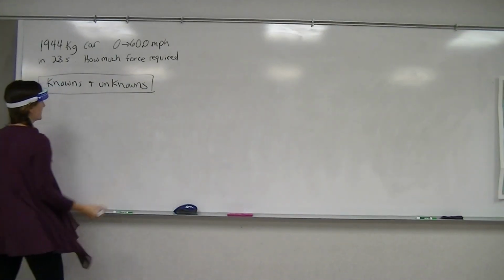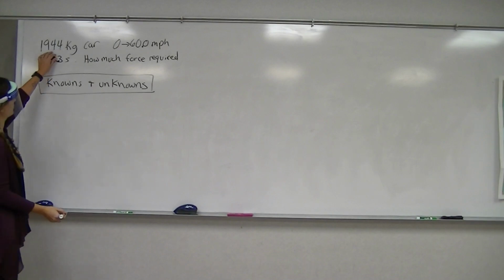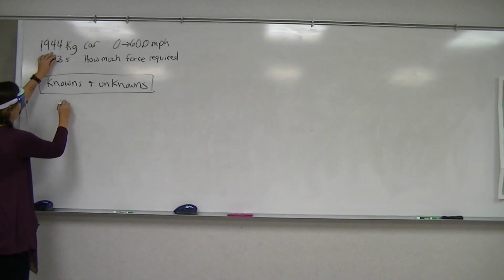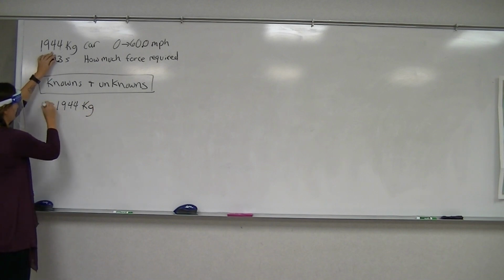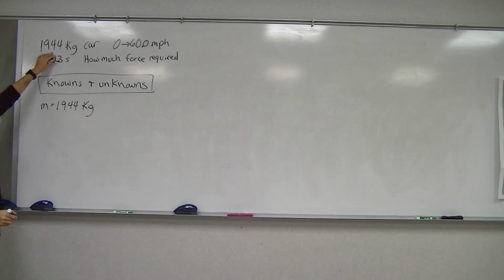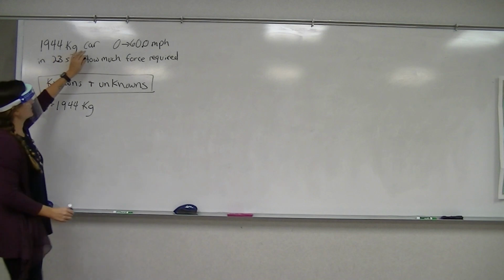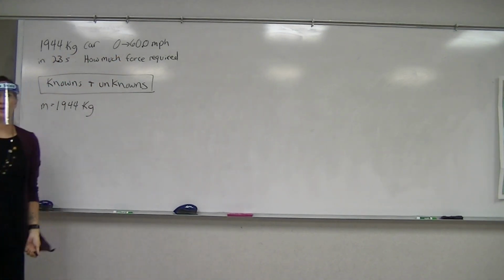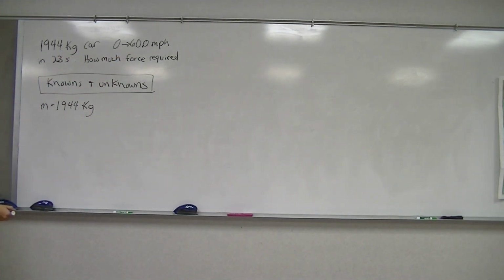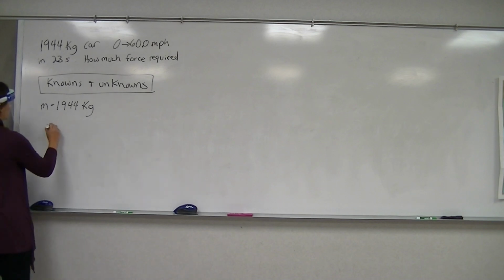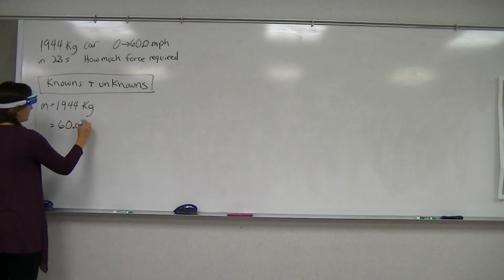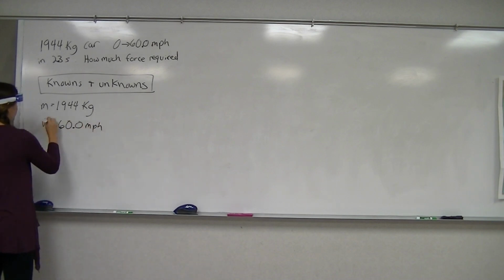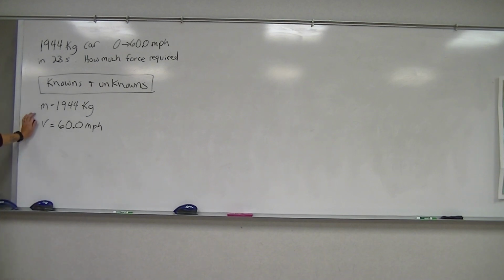I'm going to notice something. So let's just start with the first number, the kilograms. Kilograms is in mass. I'm going to label that with an M. My next piece of information is 60 miles per hour. What is miles per hour? It's a speed, a velocity.